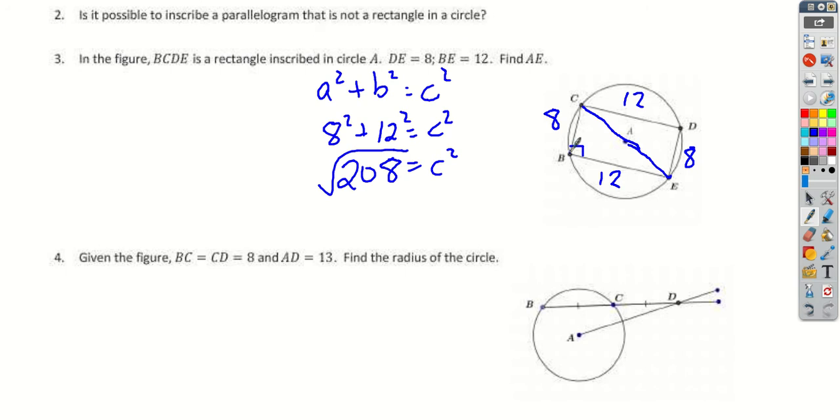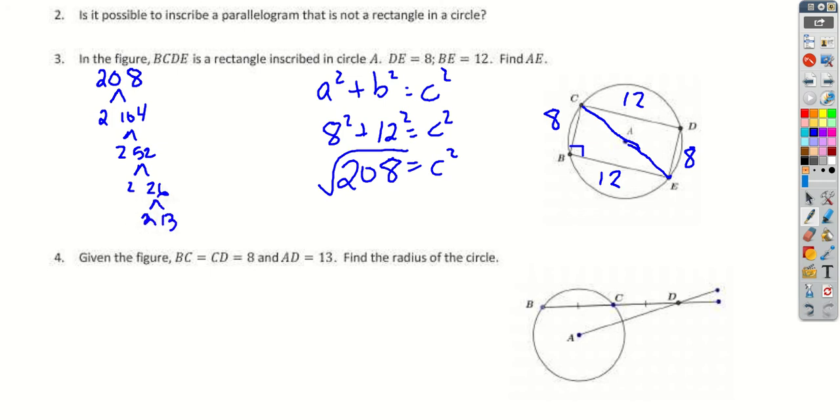Now, what we're going to do is work on actually simplifying this radical. So let's work on that real quick. If you remember, to simplify a radical, we're just going to take either a calculator and do factor, but if we don't have one, we can just use a factor tree. So if we divide this by 2, we're going to get 104. If we divide this by 2, we're going to get 52. Cut that in half, we're going to get 26. And cut that in half, we're going to get 2 and 13.